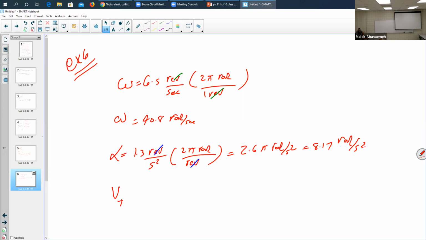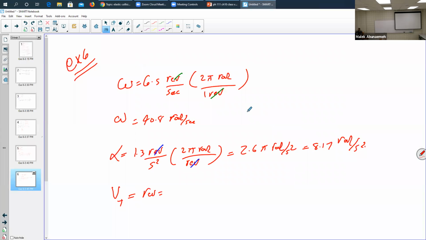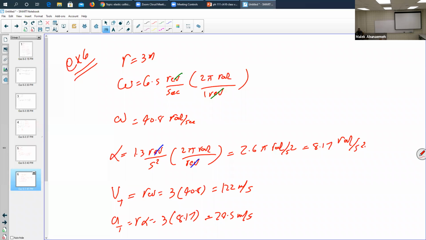That means your tangential velocity is going to equal what? R omega, which is, what's R? Do we have R? Yeah, we need it. Your R is 3 meters. So this is going to be 3 multiplied by 40.8, which is 122 meters per second. Your tangential acceleration is your R alpha, which is 3 multiplied by the 8.17 that we found, which is 24.5 meters per second squared.